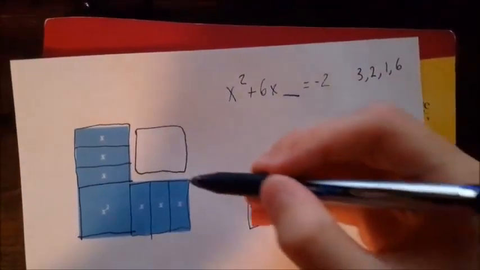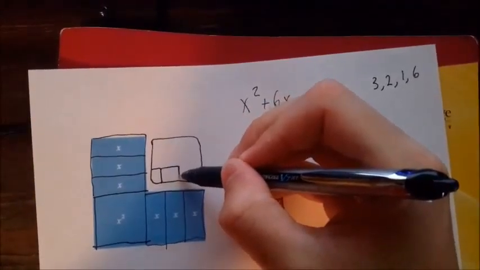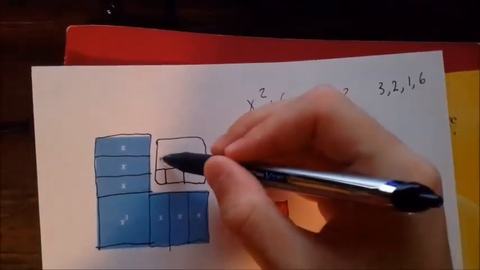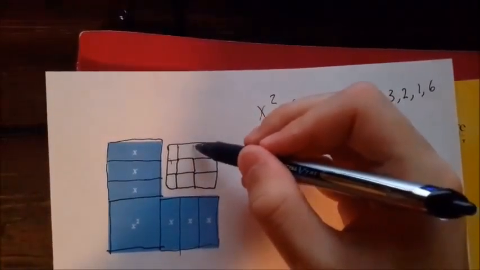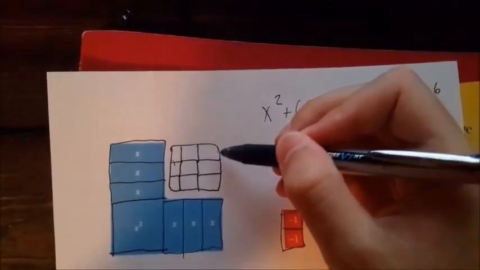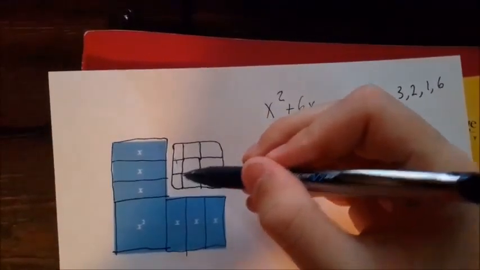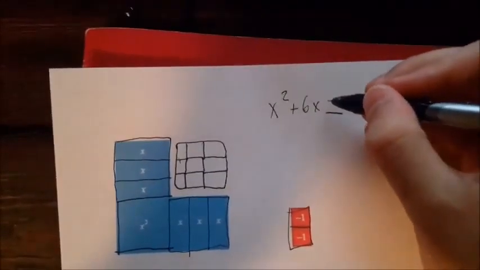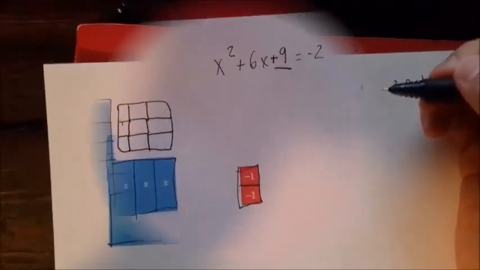Now to complete this square, if we drew in how many tiles would need to fill this square, we would get the number 9. There are going to be 9 tiles that need to fill this empty void space to complete the square. So we know that this number has to be a 9.